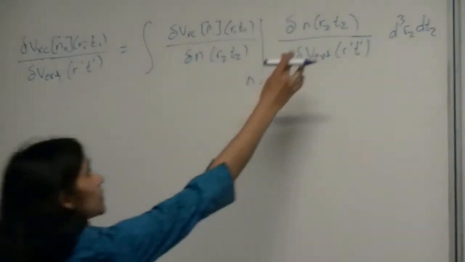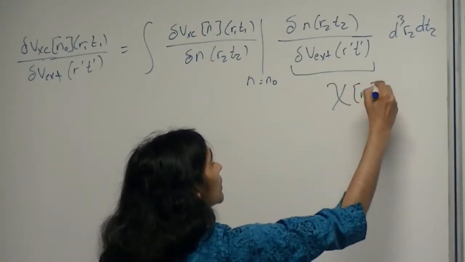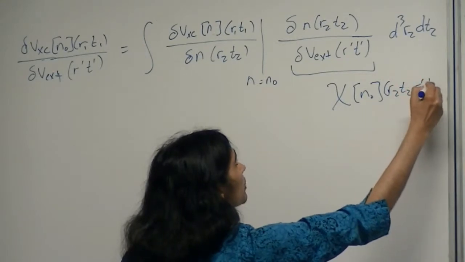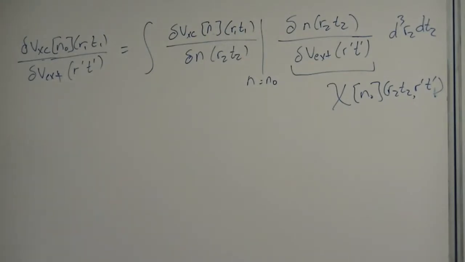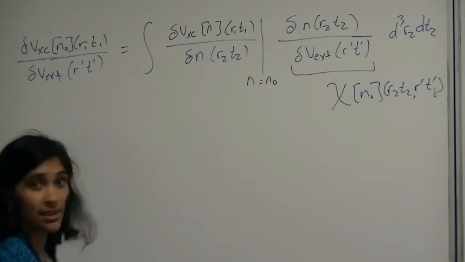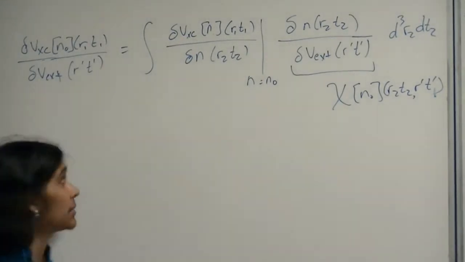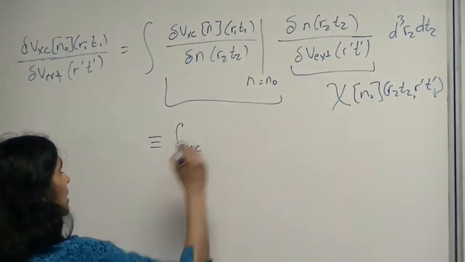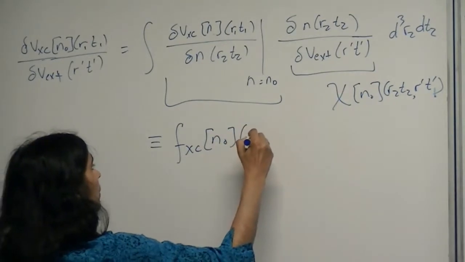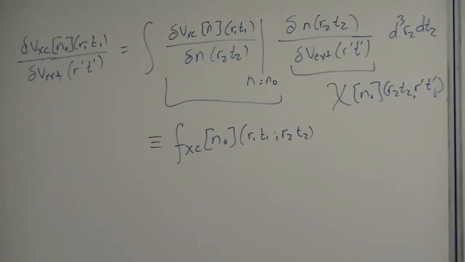So again, we recognize this is our friend that we met just earlier today, this chi of r2 t2, r prime t prime, but this is now a new object. This object is the central ingredient, if you like, that's coming from TDDFT, right? The TD part of the linear response is what we call the exchange correlation kernel. So this term, we define it as fxc, which is the exchange correlation kernel. That's it.